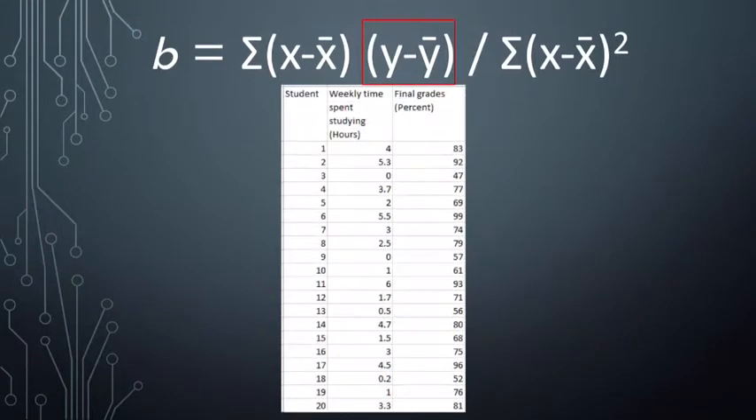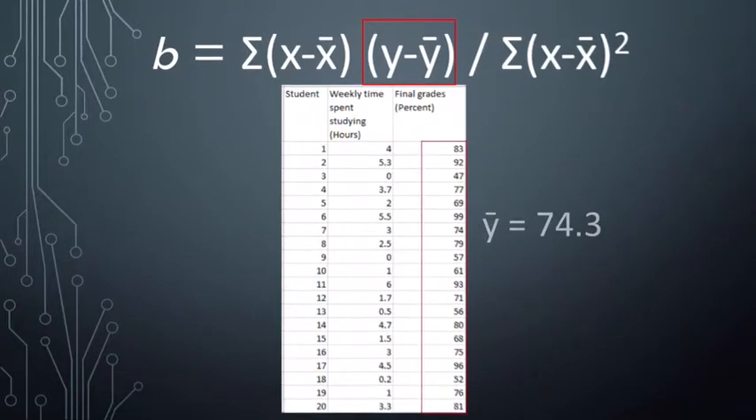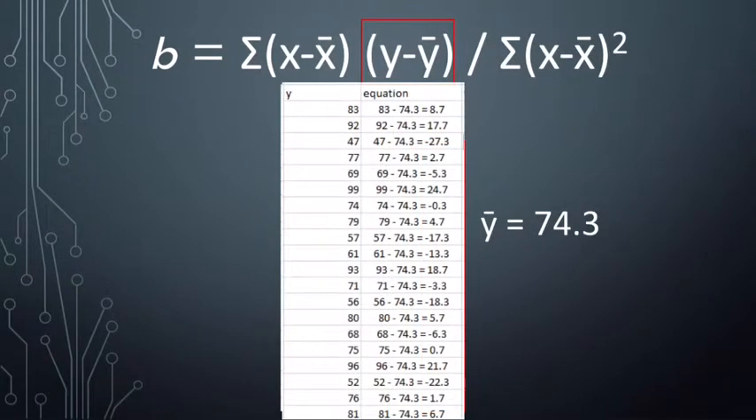Now we find the y minus y bar part of this equation. Again, we find the average, y bar, of 74.3. We subtract the y bar, 74.3, from all of the y values as shown here.